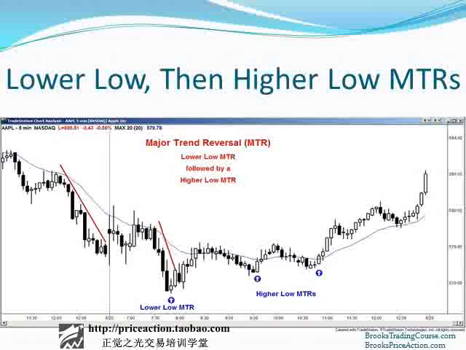So it was a lower low major trend reversal followed by a higher low, and the higher low had a second higher low. This is a triangle. Anytime you have three pushes up or down, it's a triangle. We have a push down here, number 2, number 3, so it's a triangle.